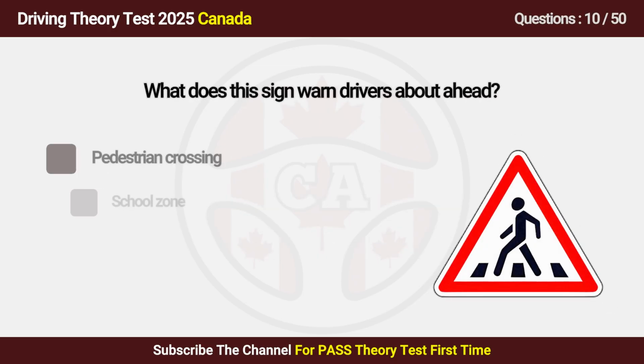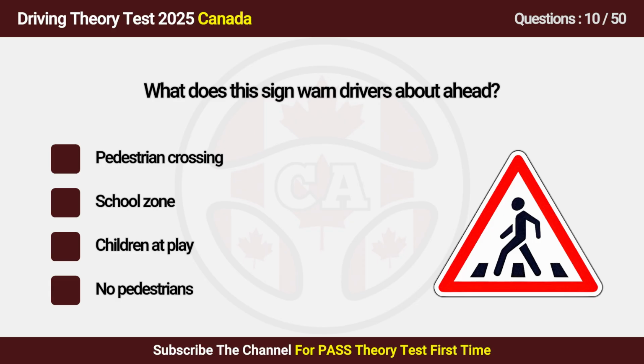Question 10. What does this sign warn drivers about ahead? A. Pedestrian crossing. B. School zone. C. Children at play. D. No pedestrians.